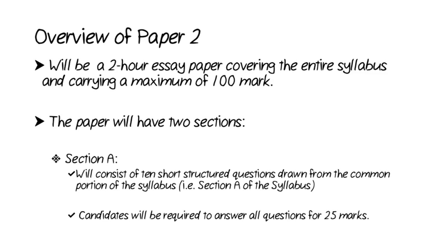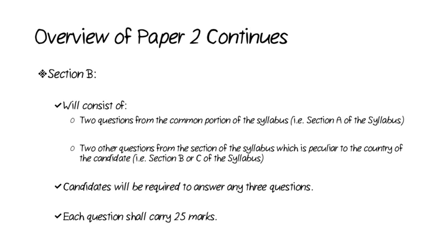This paper has 2 sections, Section A and Section B. Section A will consist of 10 short structural questions drawn from the common portion of the syllabus. Candidates, that is you who is going to write the exam, will be required to answer all questions, and here, the question will be worth 25 marks.